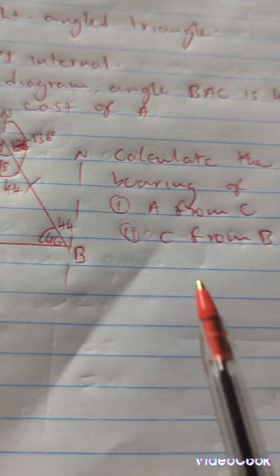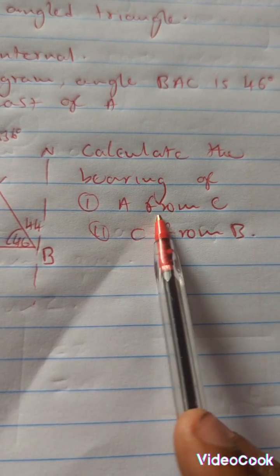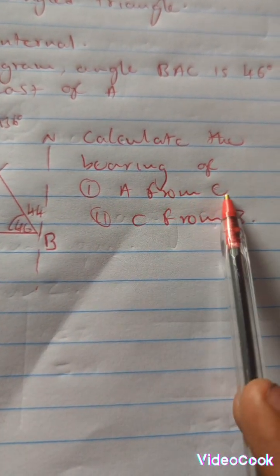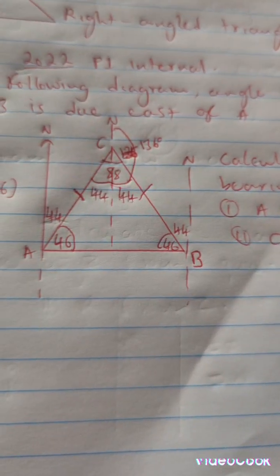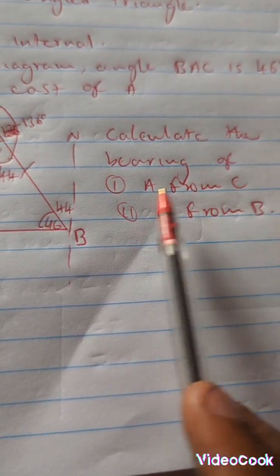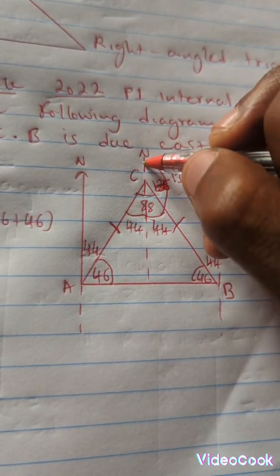Then now that's when we can start finding the bearing of A from C. A from C. So we are coming from C, we're calculating A. We're coming from C, we're calculating A. So clockwise direction.